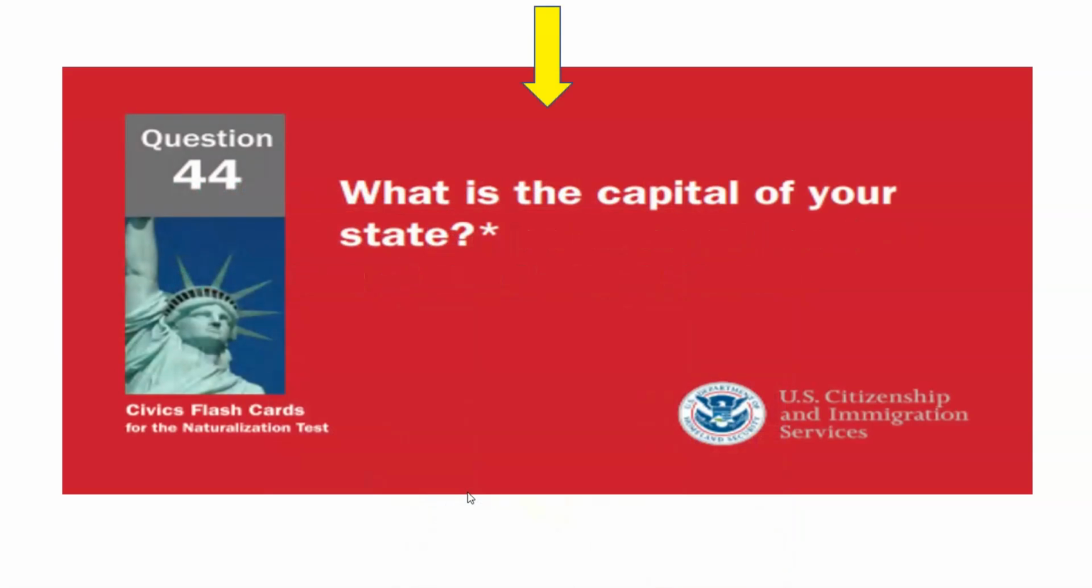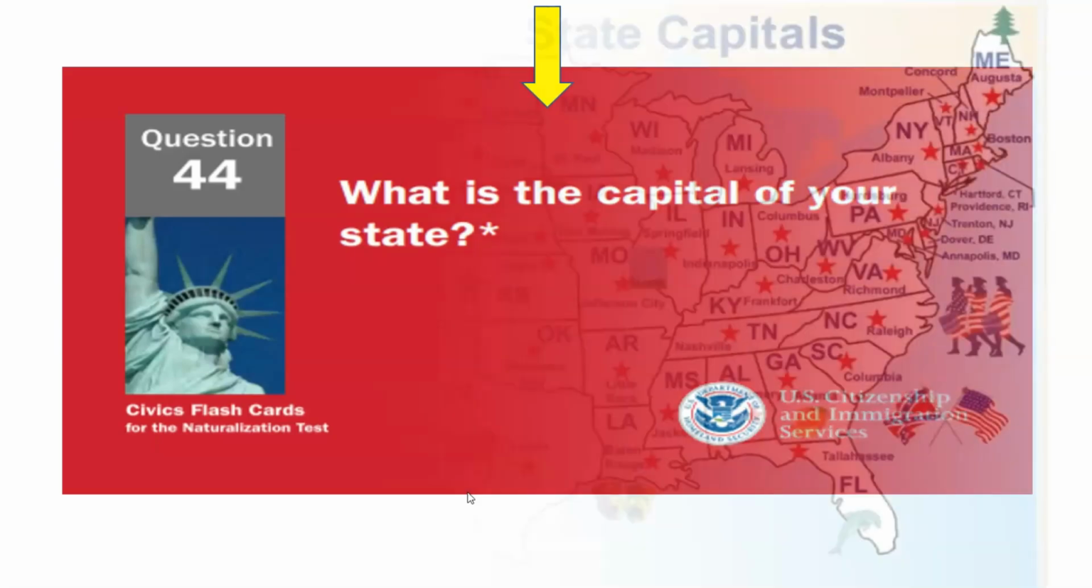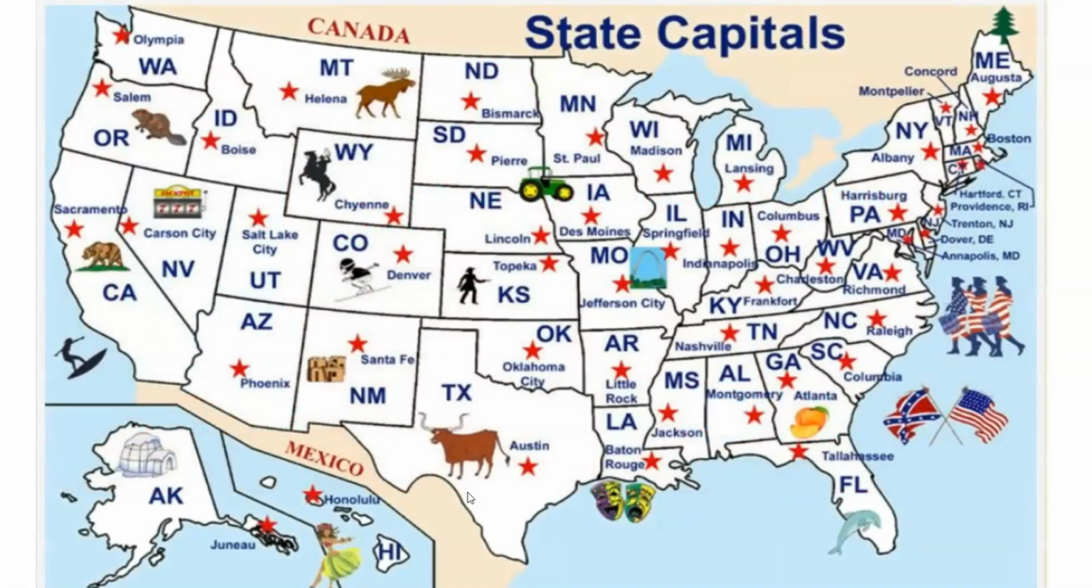What is the capital of your state? In front of you, you have a map with all 50 states. In this case, all you have to do is find your state and you will find the state capital. For example, if you live in Arizona, the capital is Phoenix. If you live in Texas, the capital is Austin. If you live in Colorado, the capital is Denver. So just find your state and you will also find the capital city. Let's move on.